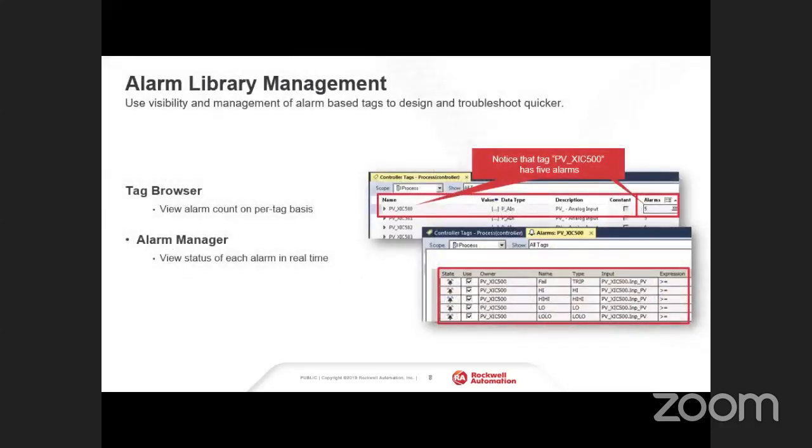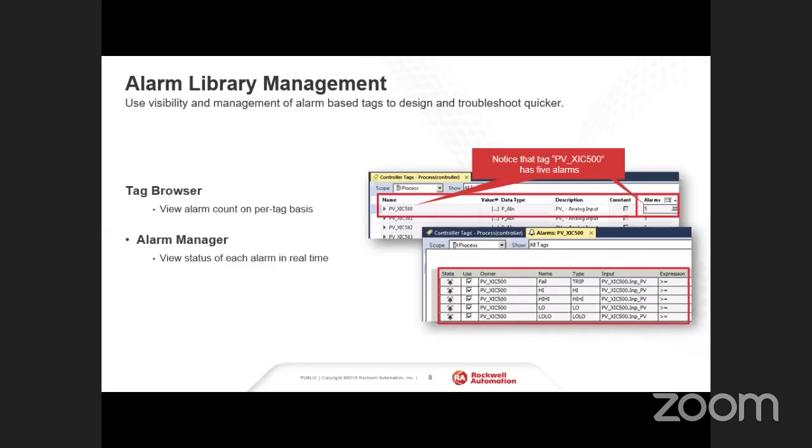So tag-based alarming came out in version 31, expanded on in version 32. This is where you're actually associating an alarm with a specific tag. And here the example is a screenshot that we have. If I look at a tag, PV XIC 500, I can see on a per tag basis on the far right that I know that tag has 5 different alarms associated with it. And then if I go into my alarm manager, I can see all of those alarms associated with that tag. So here I have a fail, high, low, and a low alarm all associated with that tag.